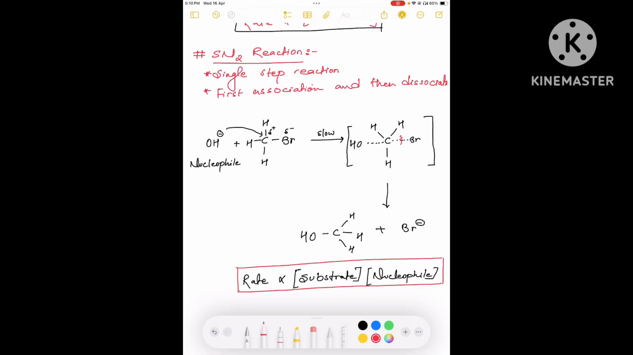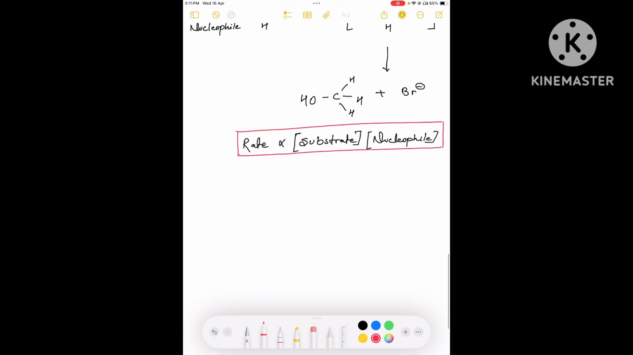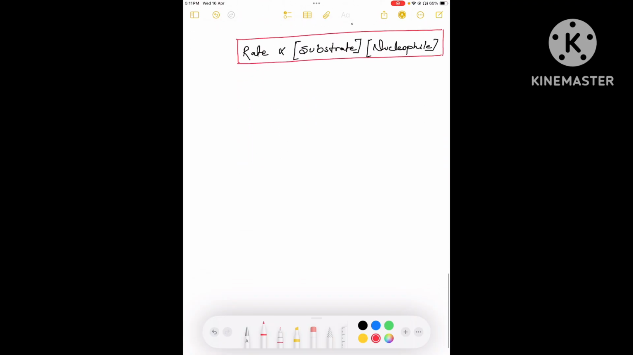Okay. In SN1 it was a double step reaction. There was first dissociation and then association. In SN2, it is a single step reaction. There will be first association and then dissociation. So these are the common factors. Now let's move on to the dehydrohalogenation reaction. What exactly is the dehydrohalogenation reaction? Let's move on to that.